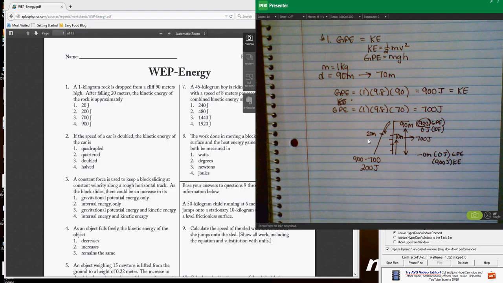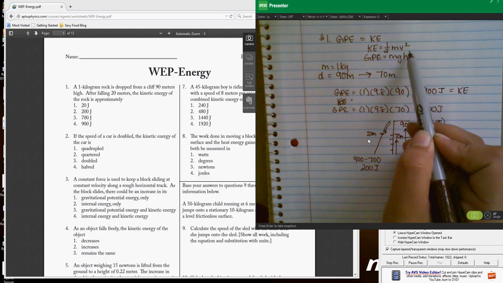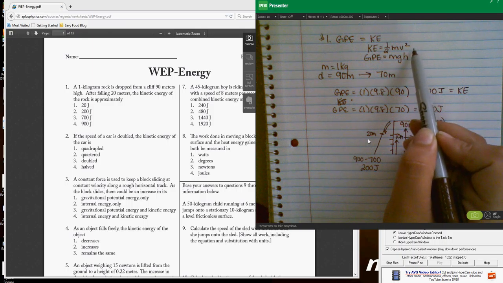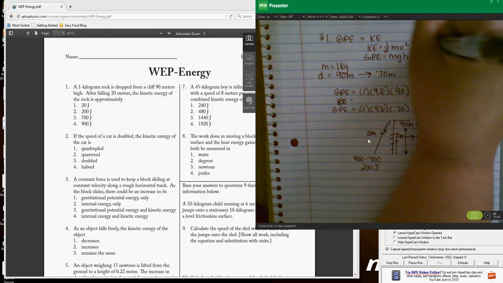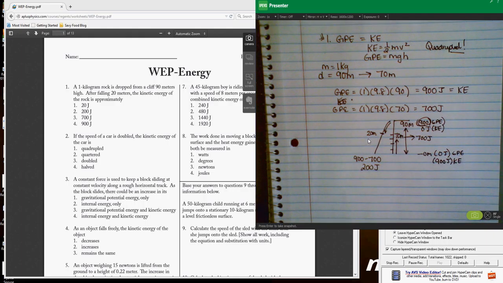Question number 2, if the speed of a car is doubled, the kinetic energy of the car, so if I'm looking at kinetic energy, is 1/2 mv squared. So if we double the speed, because this is squared, that isn't going to be doubled, but quadrupled. For number 3, we're going to go to number 4.